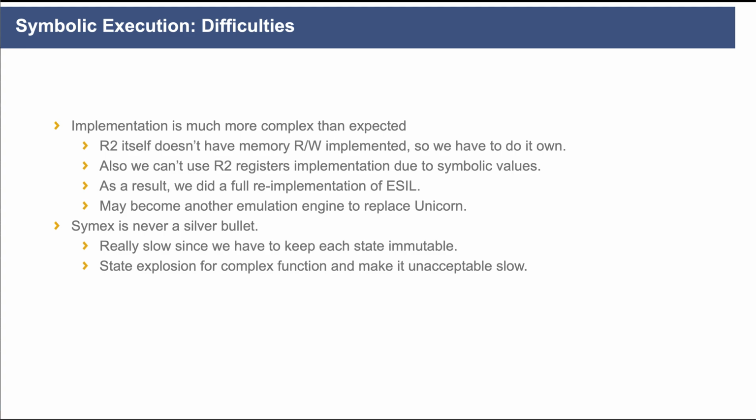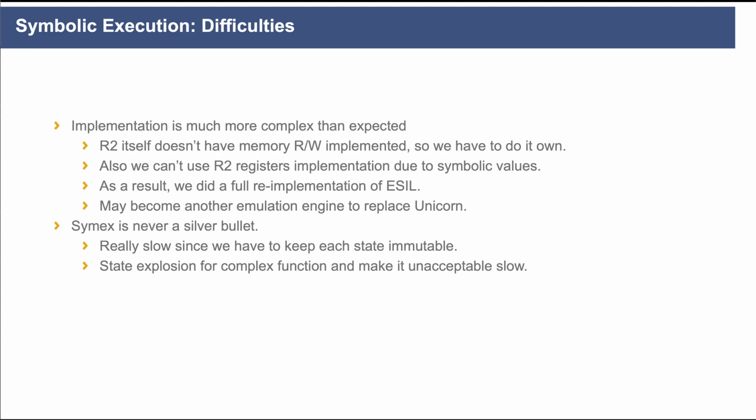So first of all, the implementation is much more complex than expected. R2 itself doesn't have memory rewrite implemented, so we have to do it on our own. And also, we can't use R2's registers implementation because we have to store symbolic values, and as a result, we did a full re-implementation of ESIL. No, not all. R2 is still responsible for the design, but the interpreter is implemented by our own, and it may become another emulation engine to replace Unicorn. I will discuss this later.